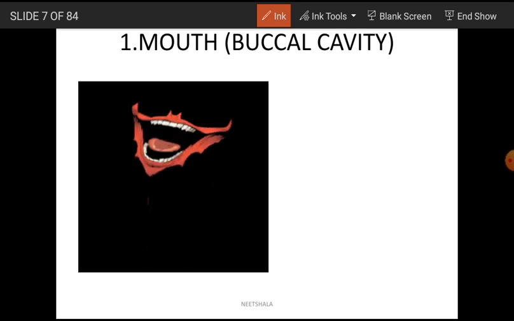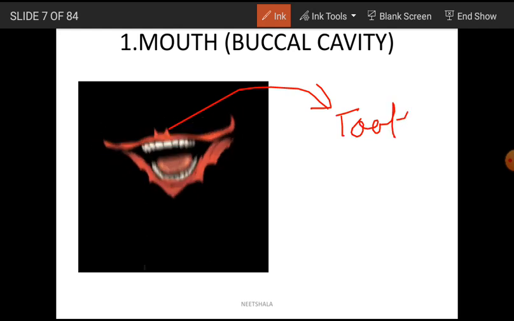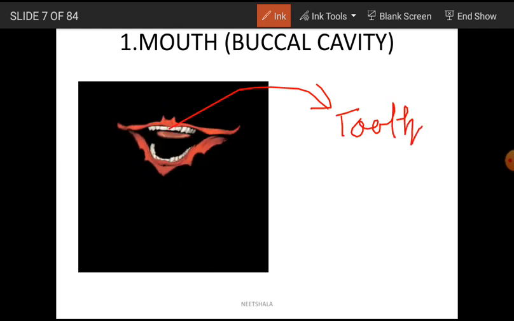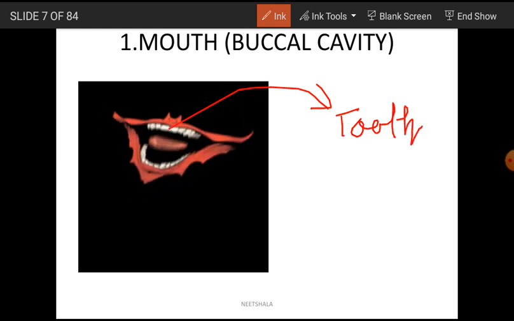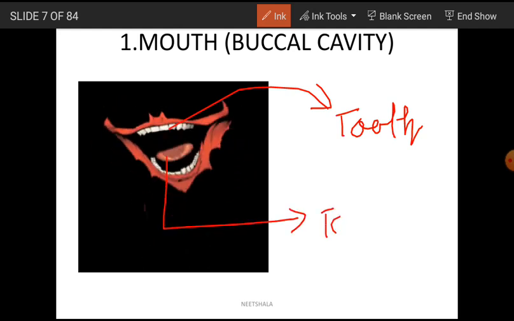The first one you can see over here is the tooth. Individual member is called the tooth, and the plural is known as the teeth. In addition to that, you can also see a muscular organ, which is known as the tongue.